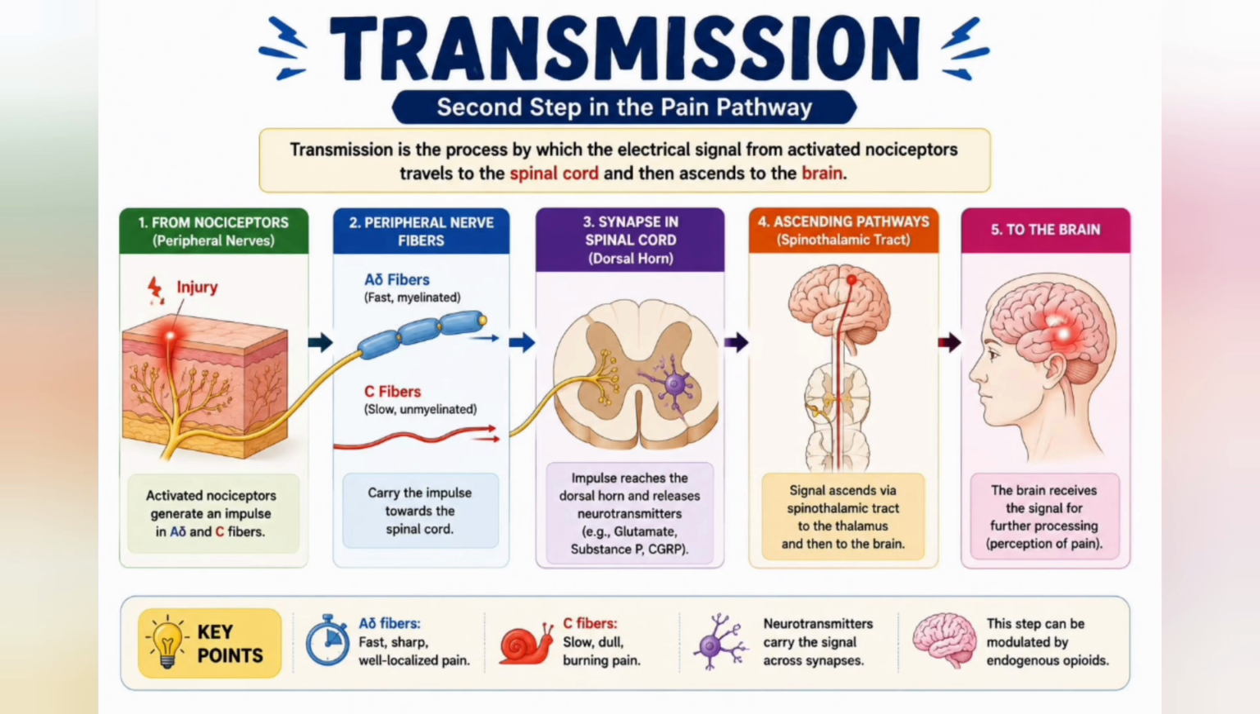So the pain felt through the A delta fibers is fast, sharp, and well localized pain, while the transmission through the C fibers is slow, dull, burning pain.